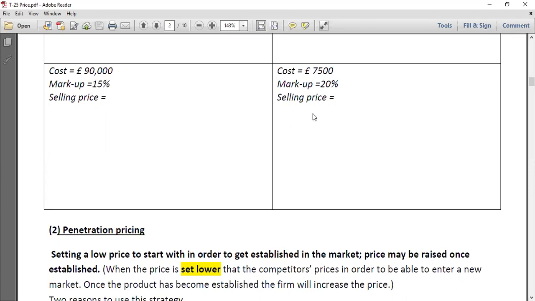Look at this one, 7,500, and the markup is 20%. What is the selling price? Can you see the chat line?